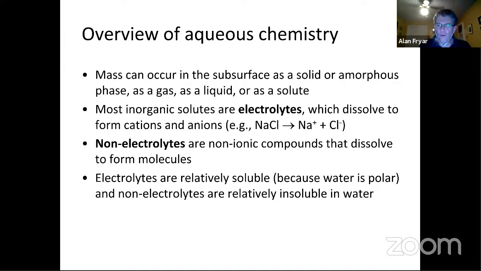Because water is polar, because it has regions of the molecule with a net positive charge and a net negative charge, even though overall it is neutral electrically, electrolytes tend to dissolve relatively easily in water because cations can align along the negative part of the water molecule and anions can align along the positive part. Whereas non-electrolytes tend to be relatively insoluble in water.